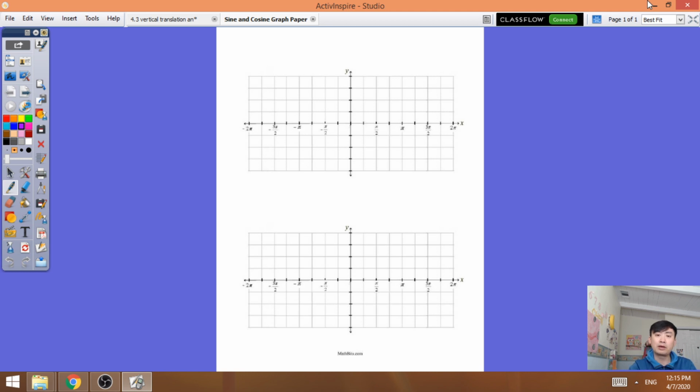Okay, so we'll take a look at the parent graph of tangent and cotangent first. So let's say we have y equals tangent of x. Again, I want to set up the chart, the xy table. So let's say x, we start with 0 first, and then the next one, pi over 4, pi over 2, and then over here, let's make it symmetrical, so negative pi over 2, and then negative pi over 4.